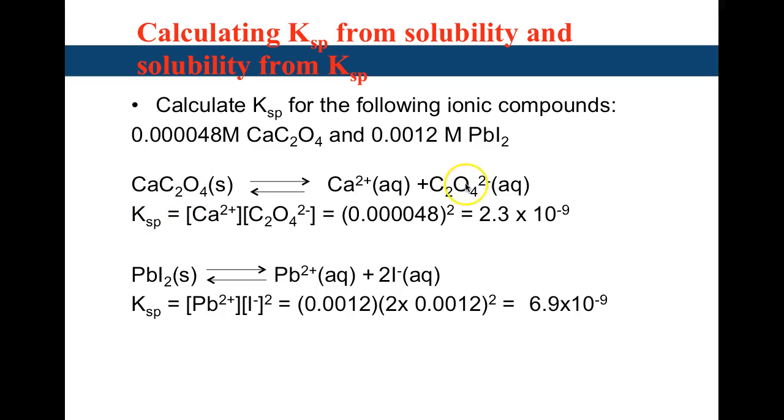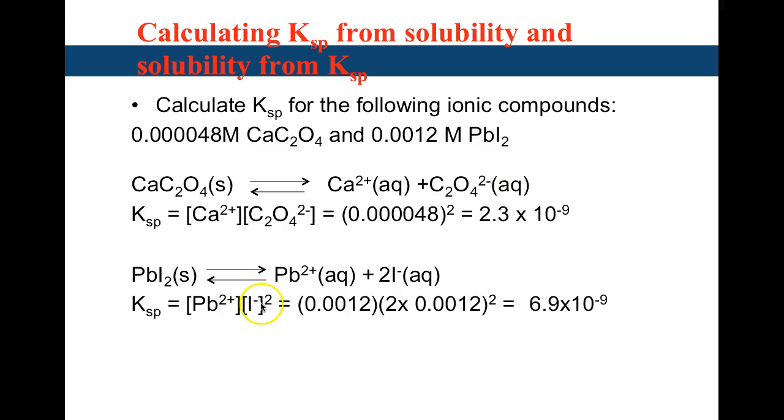If they're splitting up 1 and 1, one cation, one anion, then if you have one of this, you're getting one of this and one of that. If you have 0.00048 of the calcium oxalate, you're getting 0.00048 of the calcium and 0.00048 of the oxalate. So it's just squaring those two and you get the Ksp number.